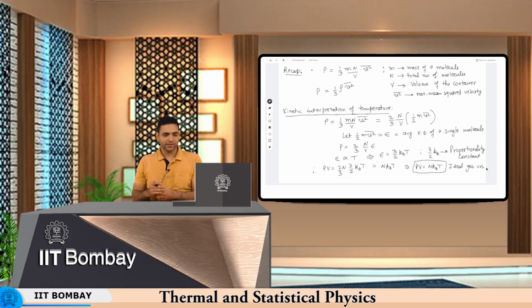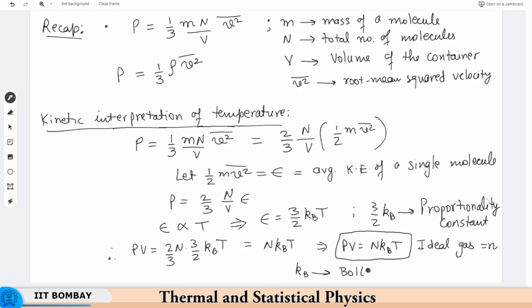right. So, this is a familiar result, the ideal gas equation, that the product of pressure and volume is equal to the number of molecules times the temperature times the proportionality constant, which is known as the Boltzmann constant, right. So, here kB has a special name, it is known as the Boltzmann constant.